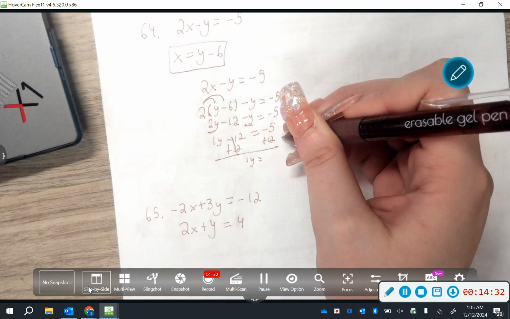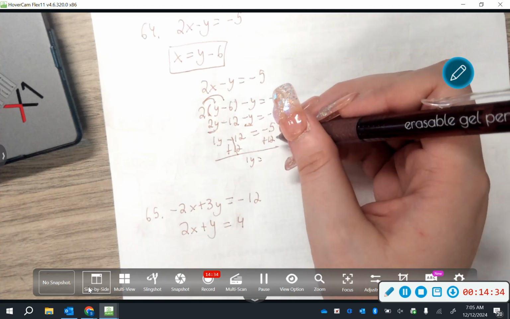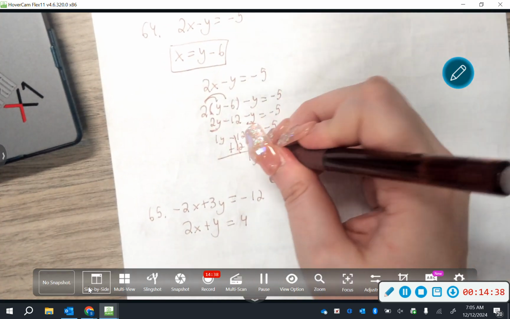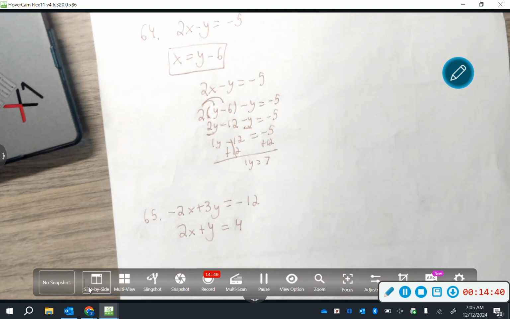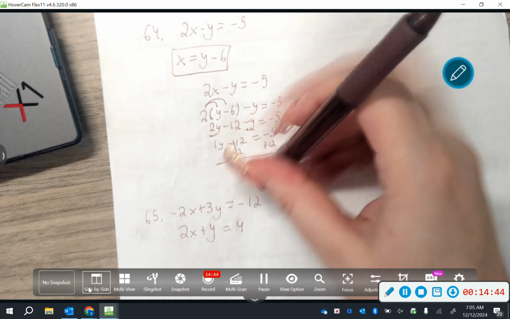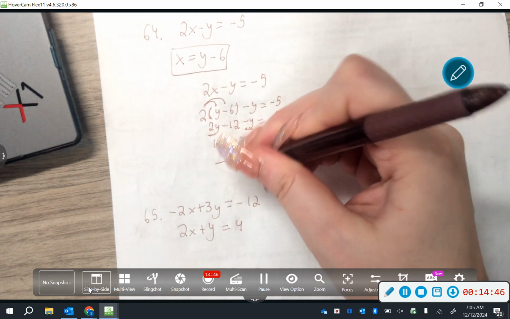1y equals, what is that, 7? 6, 7, 8, 9, 10, 11, 12, yeah, 7. So my y equals 7. Because even if I divide it by 1, it's not going to change it. 7 divided by 1 is 7.